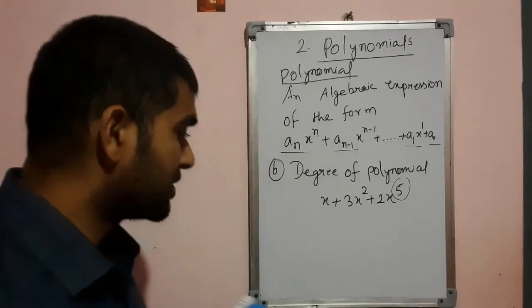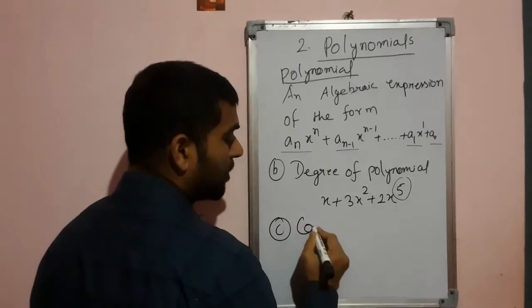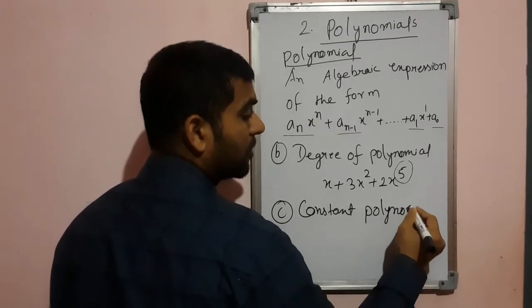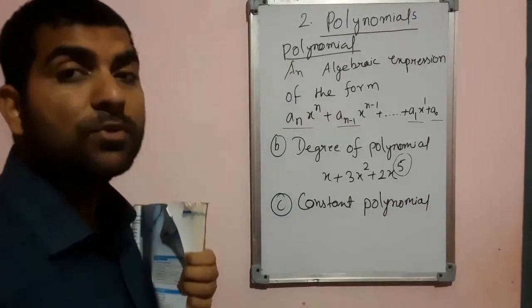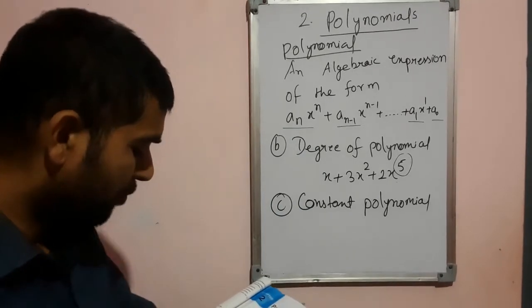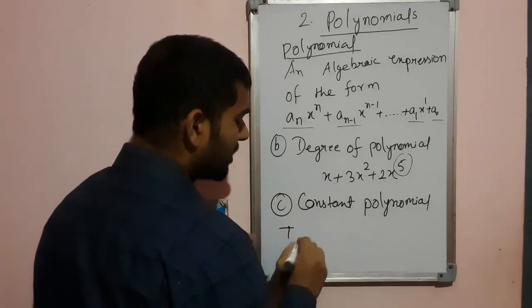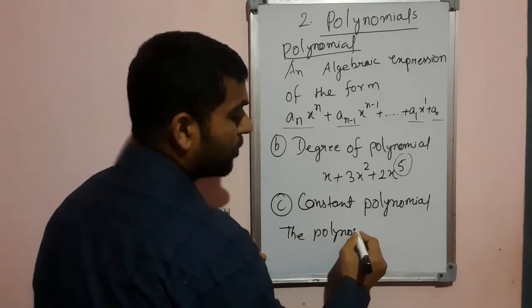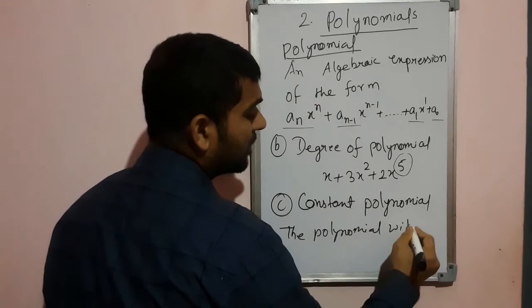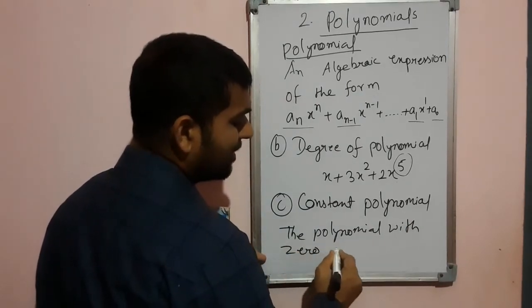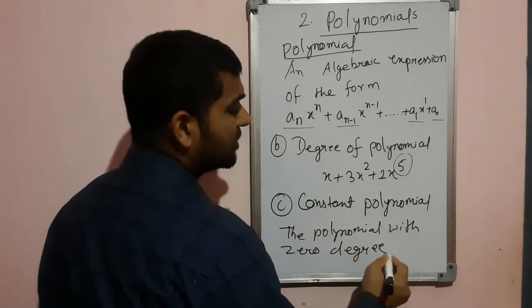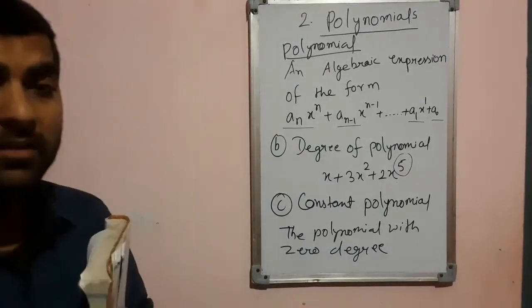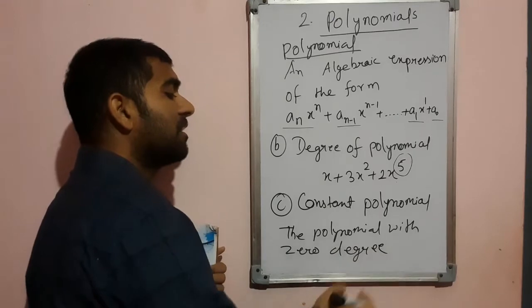Next we have the constant polynomial. What is a constant polynomial? The polynomial with 0 degree is known as a constant polynomial.